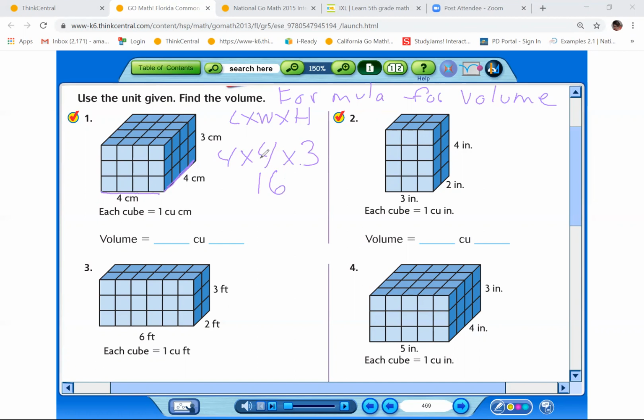And now we need to multiply 16 times 3. Well, I know that 3 times 6 is 18. And I'm going to regroup, carry that 1. And 3 times 1 is 3, plus 1 is 4. So we're going to have 48 cubic what? Well, they're in centimeters, so it's cubic centimeters.